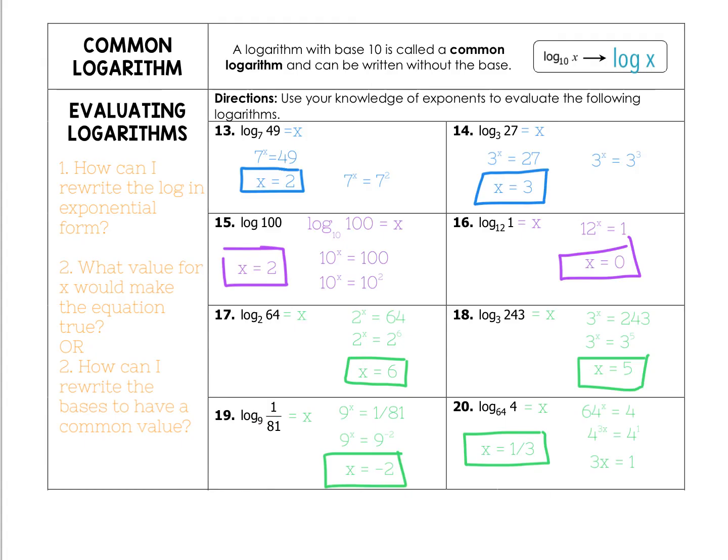Well, the fact that 64 is getting smaller means it needs a fraction for an exponent. So I turned them into both having base 4. And so 64 with base 4 is going to be 3. And I brought that x down. So 4 to the 3x equals 4 to the first. And so now, since they have the same base, I just have a simple equation, 3x equals 1. Divide both sides by 3, and x is 1/3.